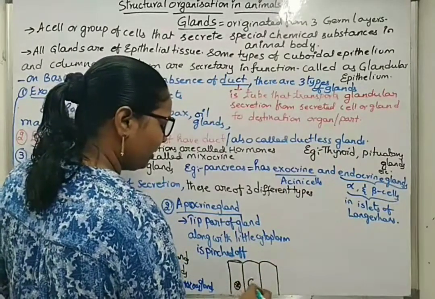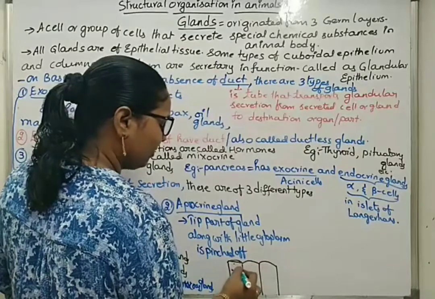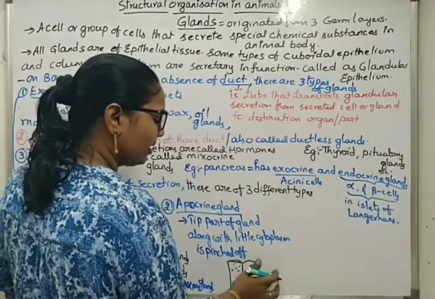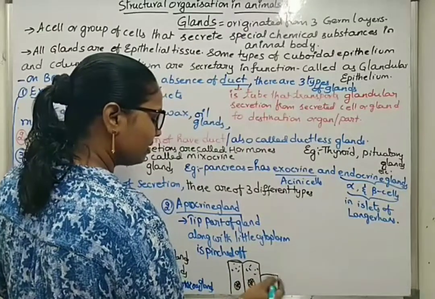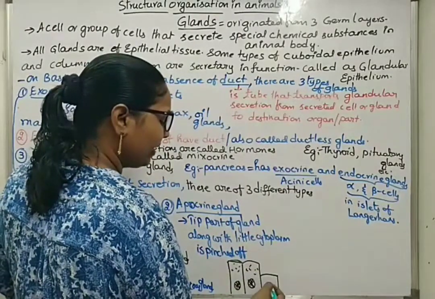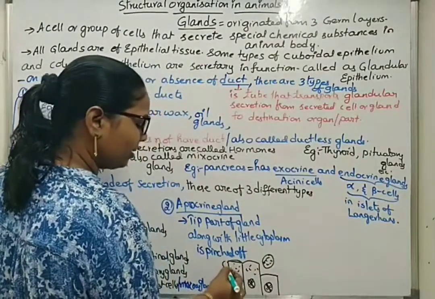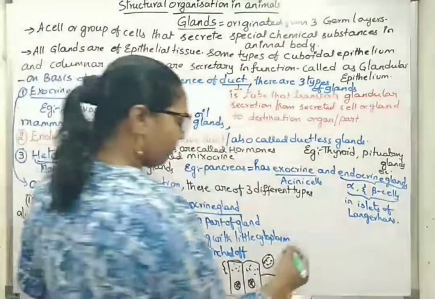So this will be the nucleus. This will be the secretion. Now here the size of the epithelial cell will be decreased and the secretion, or the tip part up to here, will be pinched off.